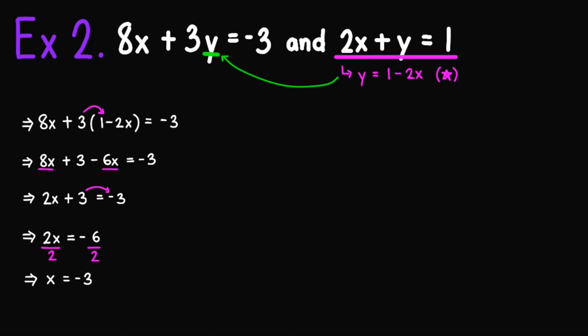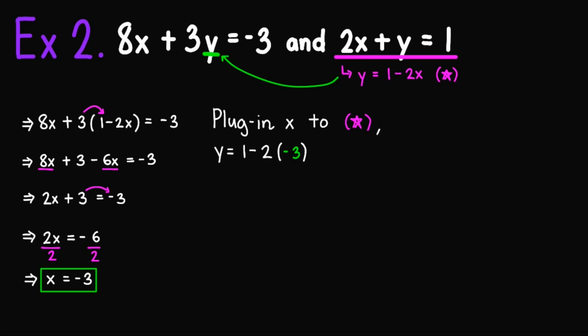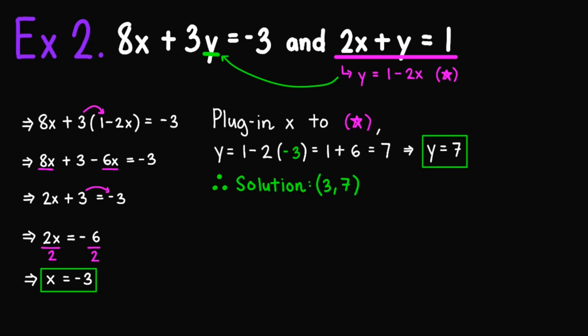So we now have a value for x. We then plug this into, again, the best option, equation star, since y is already isolated. Plugging in x to equation star gives us y equals 1 minus 2 times negative 3, which is equal to 1 plus 6, or when simplified, 7. So we have y equals 7. We now have a value for x and for y. Using these two, we can conclude that the solution for this linear system is the point negative 3, 7.